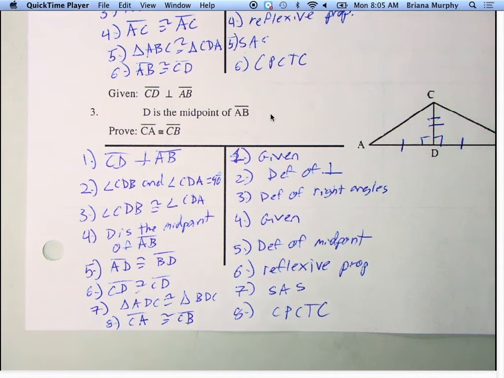All right, guys, I'm going to turn it over. I'm going to do one more for you, and then I'm going to have you try the last two on your own. Okay? I'm going to turn it over.